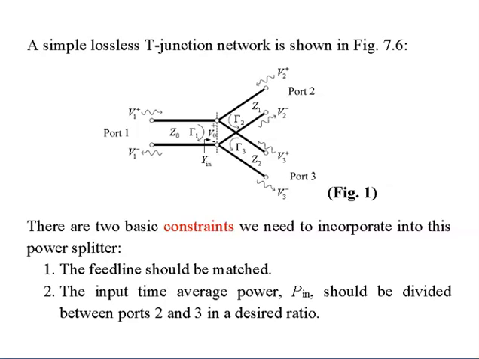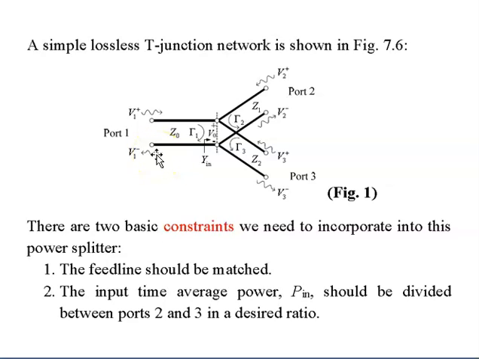Have a look at a simple lossless T-junction network as shown in the figure. So here, a T-junction network, hence the name T, is like a T. Okay, so you have three ports, port 1, port 2, and port 3, with all the respective voltages, incident voltage and also reflected voltage.